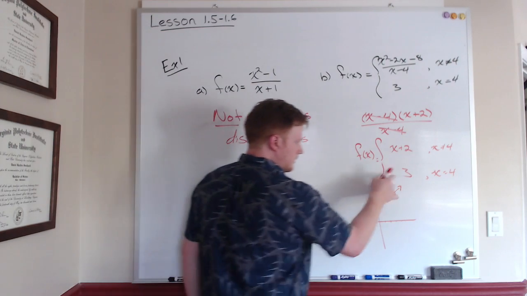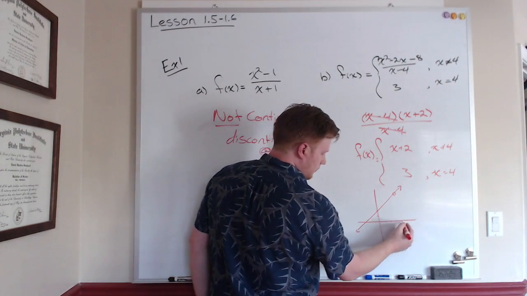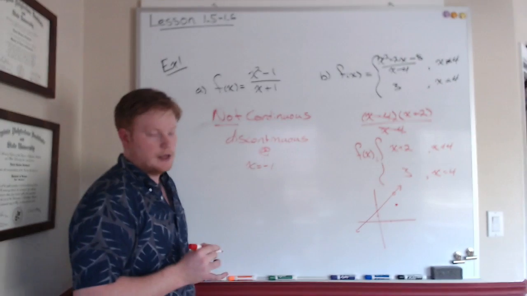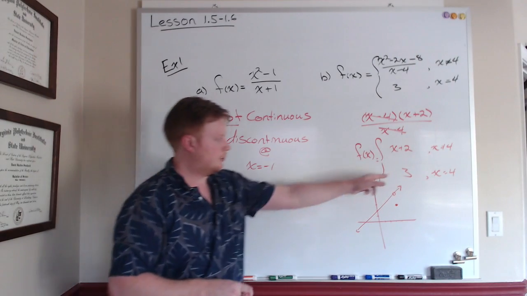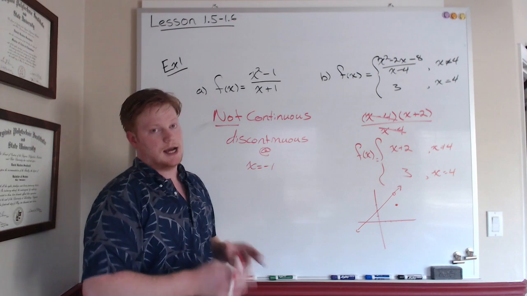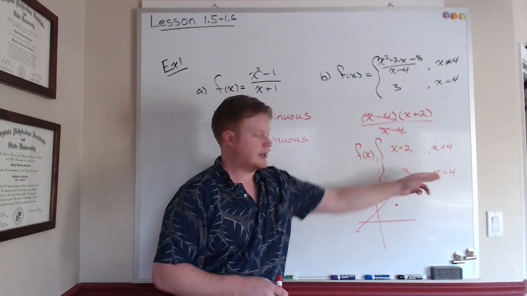Now the question is, does this fill that hole? So at x equals 4, I'm at 3. And it's plain to see that that point does not fill the hole. Therefore, the function is not continuous. And its point of discontinuity is in fact at 4.